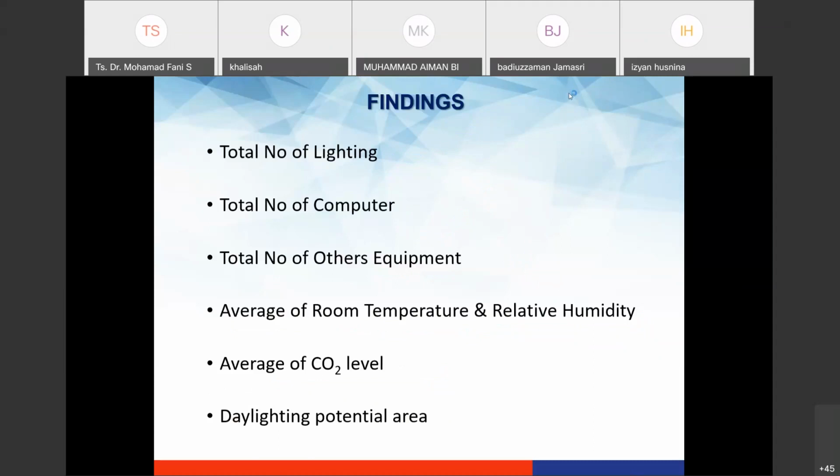So from here, we have the total number of lighting. The findings must be something like this for the room data survey.